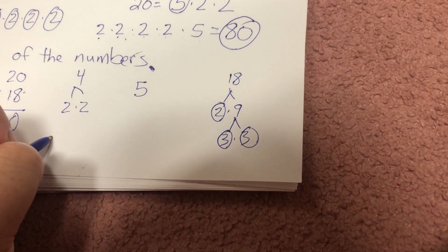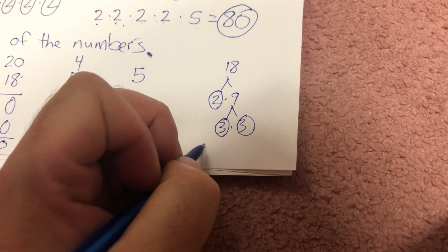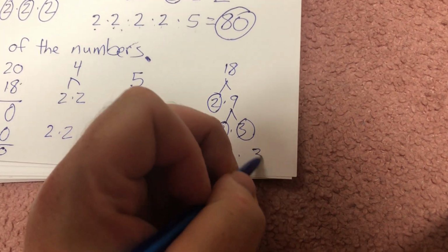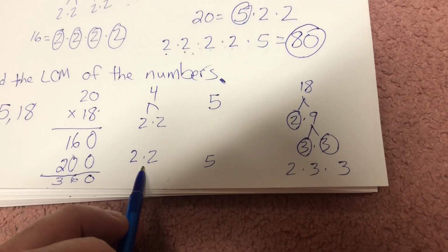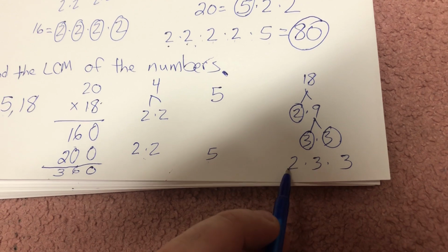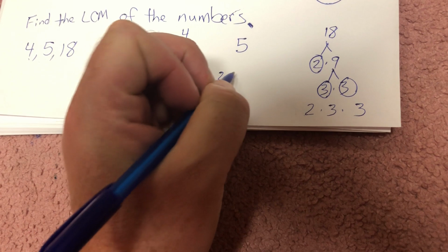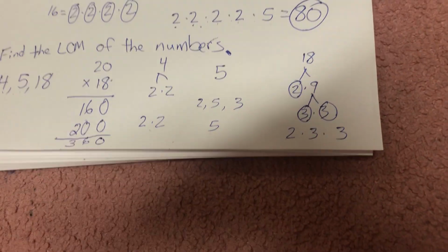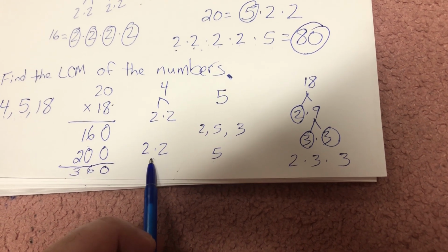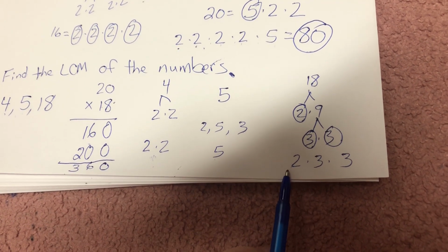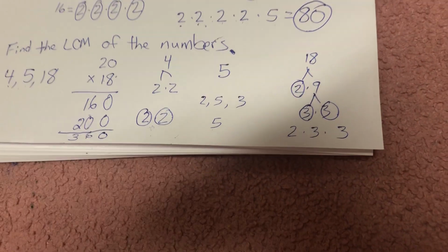So here I have 2 times 2. Here I have 5. Here I have 2 times 3 times 3. Now, once again, what are the numbers that I'm working with? Well, I see I have 2s, I have 5s, and I have 3s. So the numbers that I'm working with are 2, 5, and 3. Well, where do I have the most 2s? I have the most 2s right here because I have two 2s here. I don't have any here, and here I only have 1. So I'm going to circle those two 2s.